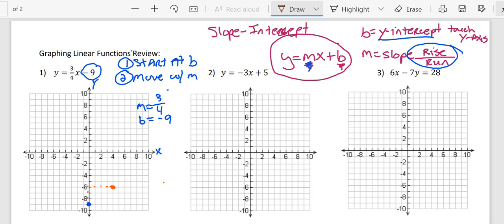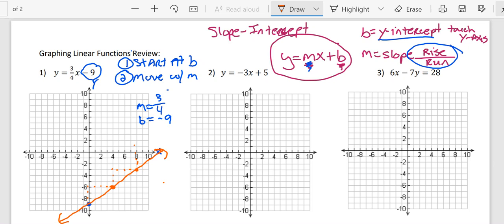And then you keep going. You can do it again: 1, 2, 3, 1, 2, 3, 4. You could keep going, but this won't fit on the graph. Ideally you would keep going on forever, but for what we have, this is sufficient. You always want to put arrows at the end of the line because it's infinite. It would keep going on forever. That's how you graph a line.